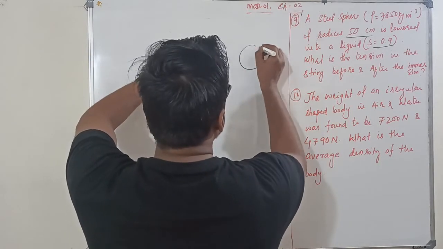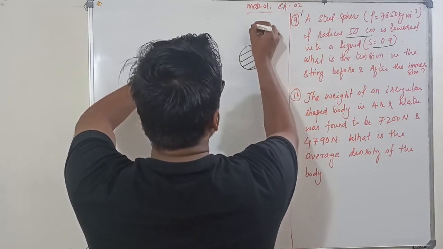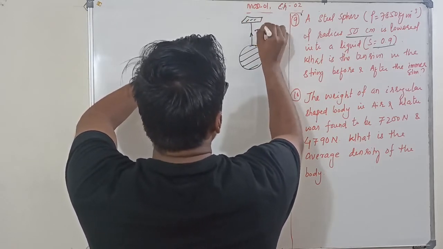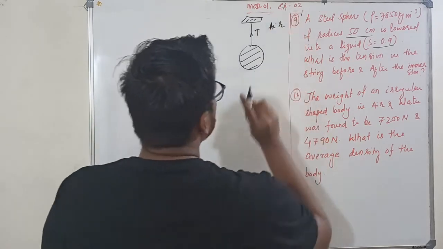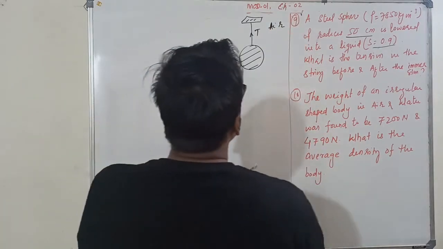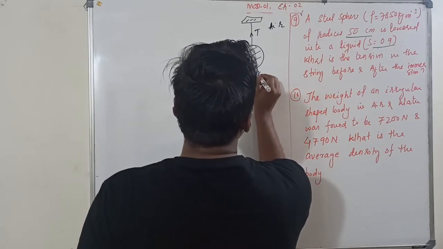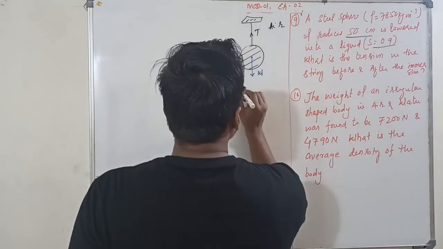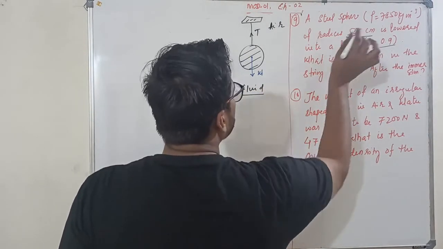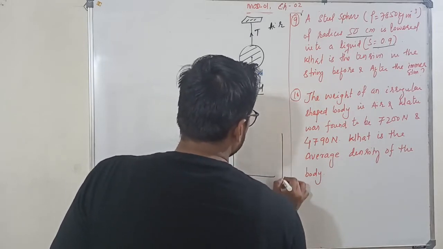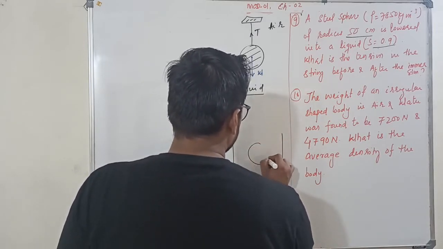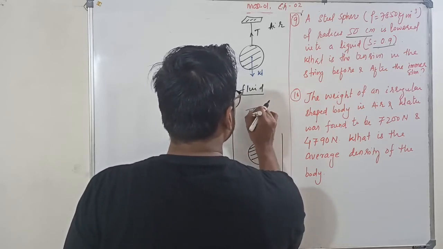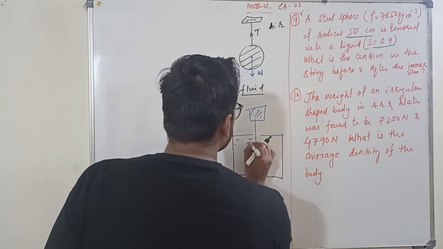So you have a steel sphere like this. There is a string, and above this you have a weighing balance, where you are weighing. In air, the tension in the string is T, which is balanced by the weight acting vertically downward. Now you have lowered it in a fluid. In the fluid, you do not know how much tension is going to act. We are assuming the string to be massless.